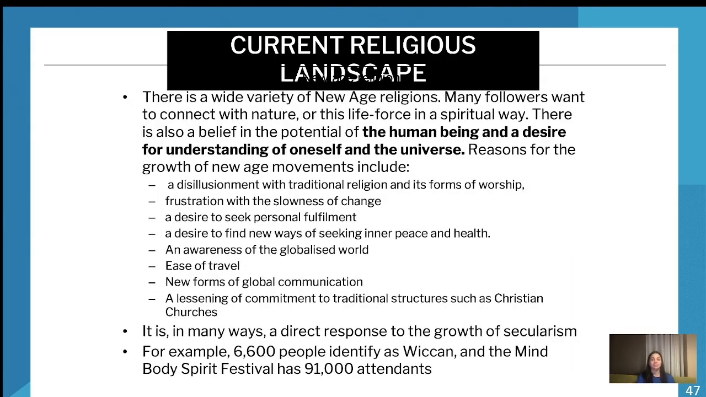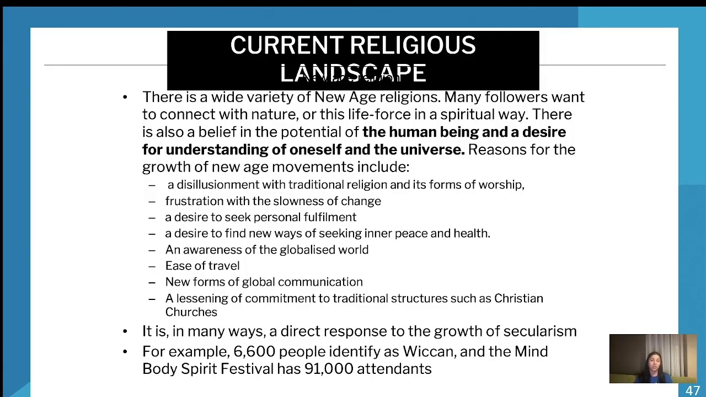We'll see what's happening. Now, there's a wide range of New Age religions, and many followers want to connect with nature or a life force in a spiritual way. There's also the belief in the potential of the human being and a desire for understanding of oneself in the universe. So it's very big on who am I and what is my purpose in the universe. And a reason for the growth in that is disillusionment with traditional religion, its forms of worship, and a kind of frustration that things aren't really changing. It's very big on a desire to seek personal fulfillment and seeking inner peace and health.